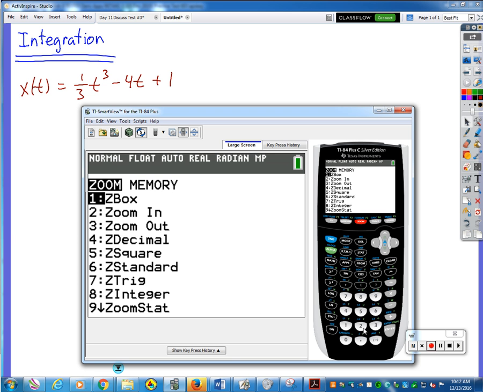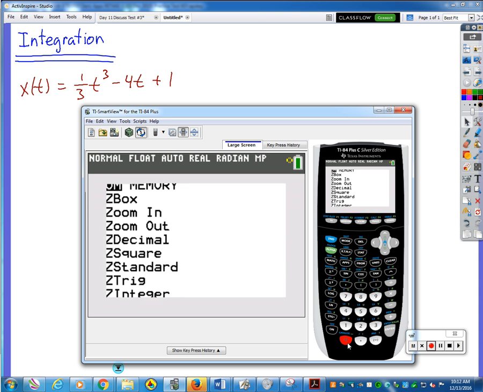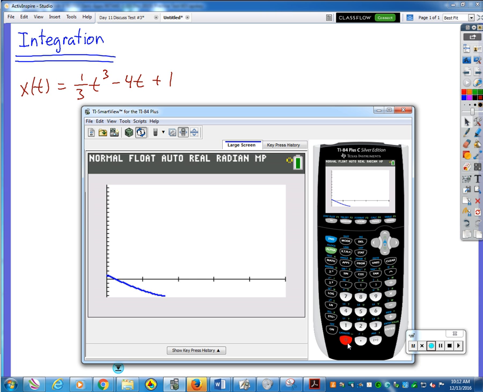Zoom to it. What's the difference between graph and zoom fit? Graph is just commanding it to graph based on whatever the window setting is. With zoom fit, we set the x value to be what we want, 0, and the other x value what we want, 5. Zoom fit adjusts all the y coordinates. You never have to mess with them.